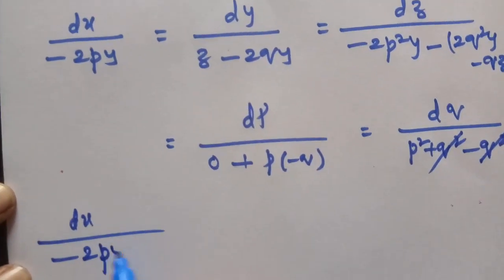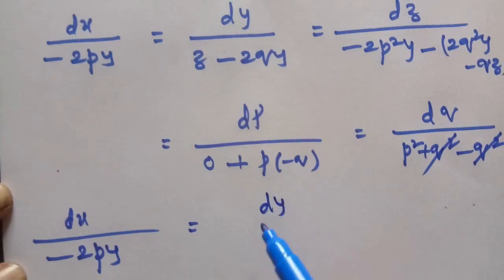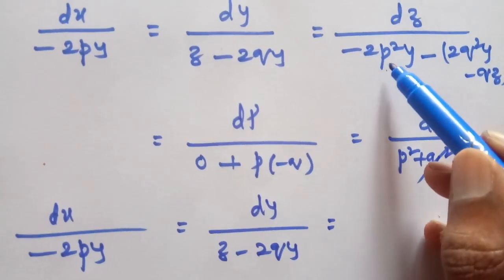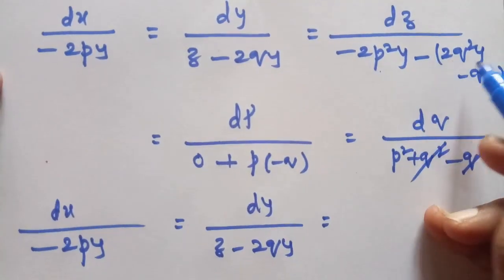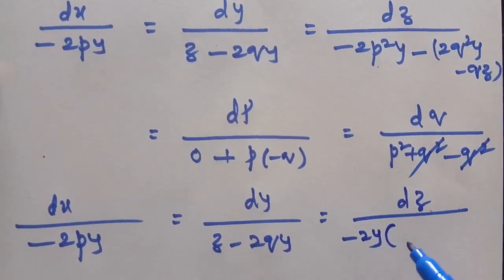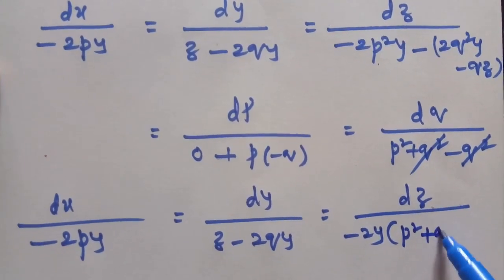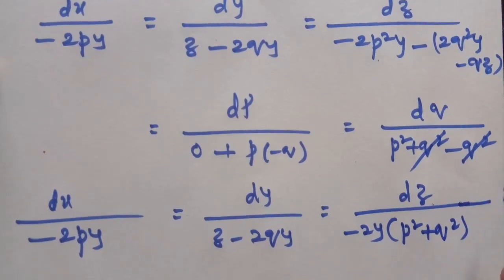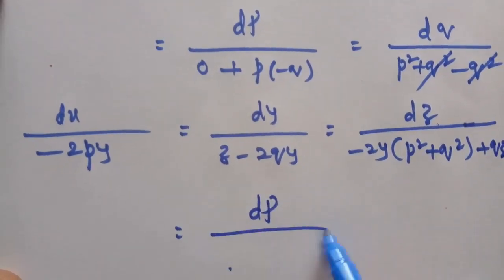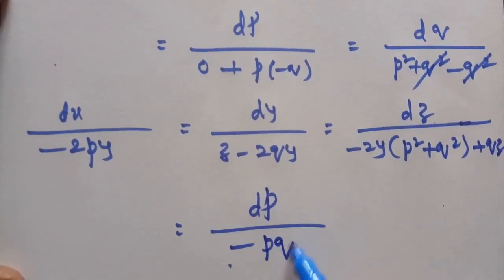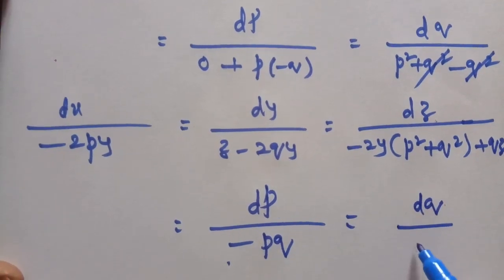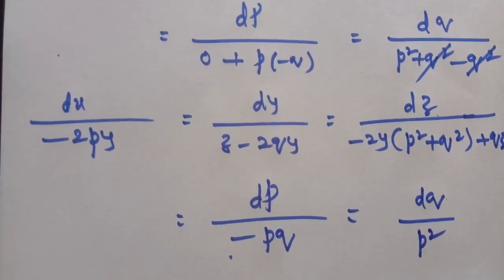Now simplifying, dx by minus 2py is equal to dy by z minus 2qy is equal to, here minus 2 into p square y minus 2 into q square y, we can take 2y as a common factor, dz by minus 2y is a common factor into p square plus q square, minus into minus plus qz is equal to dp by minus pq is equal to dq by p square.